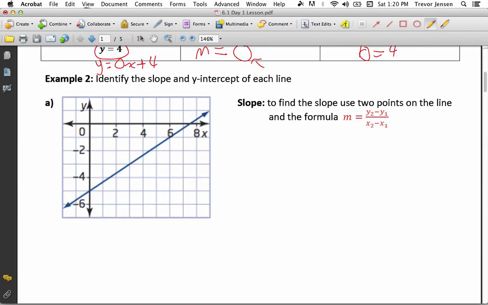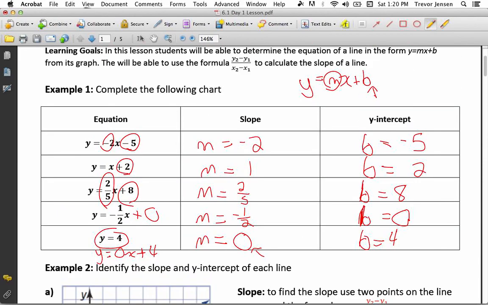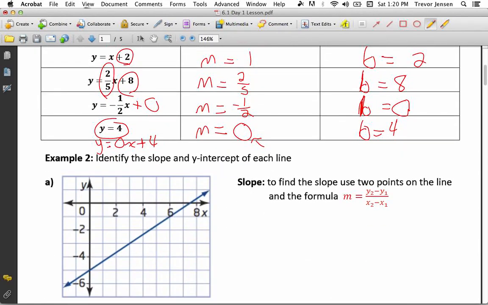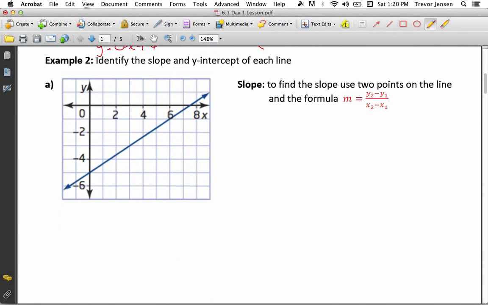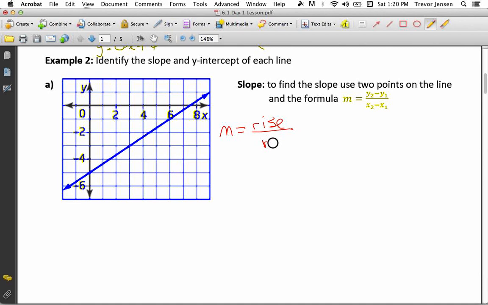Okay, example 2. So in example 1, given the equation, we were able to determine the slope and the y-intercept. Now for example 2, I want to be able to identify the slope and the y-intercept given the graph of the line. So in order to find the slope of a line, there are 2 ways you can do that when you're given the graph. You can look at the graph, choose 2 points, and then calculate the rise divided by the run, and that'll give you the slope of the line. Or you can choose 2 points on the line and use the algebraic formula, calculating the difference in the y divided by the difference in the x.